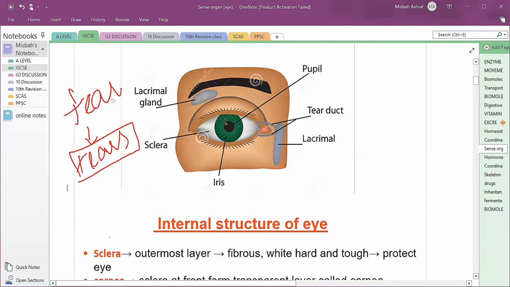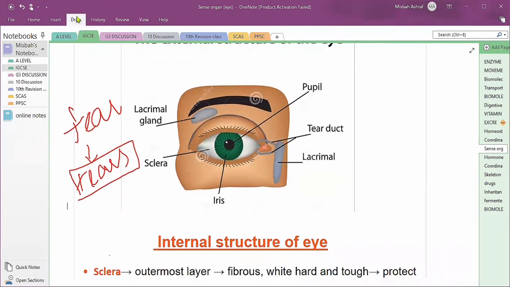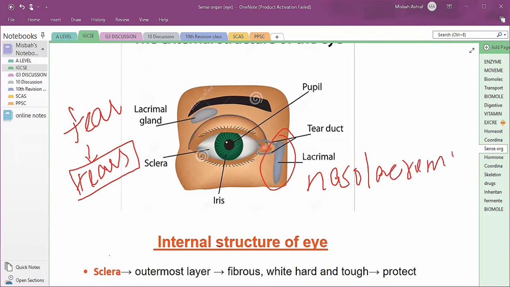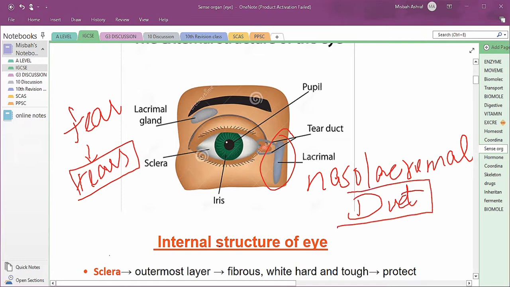Yes, these are the eyelashes. We are done. And on the inner corner of the eye, this tube is known as the nasolacrimal duct. I have told you that the word duct is used for a tube. So you can see it is a tubular structure which drains the extra tears, fluid or dust particles that enter our eyes into the nose.